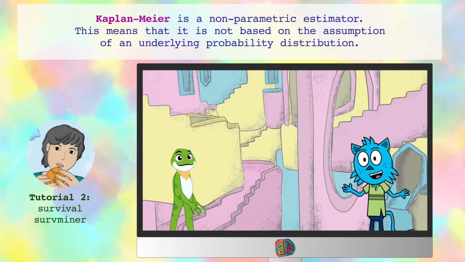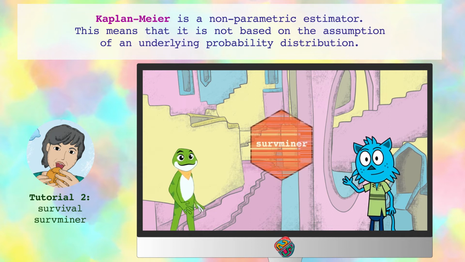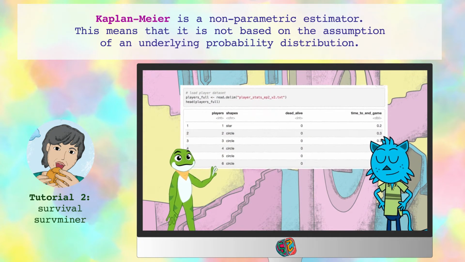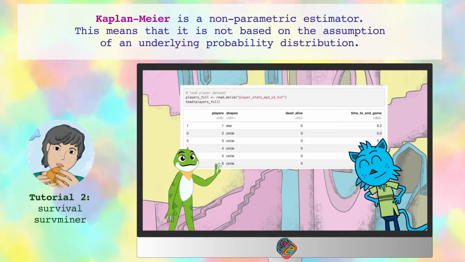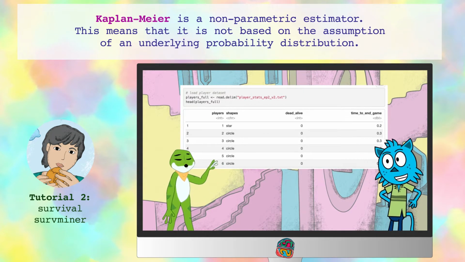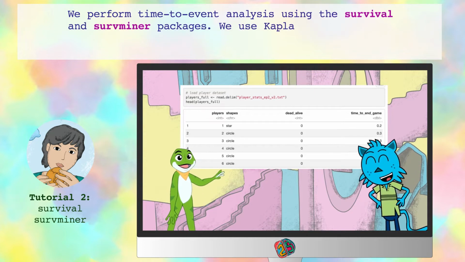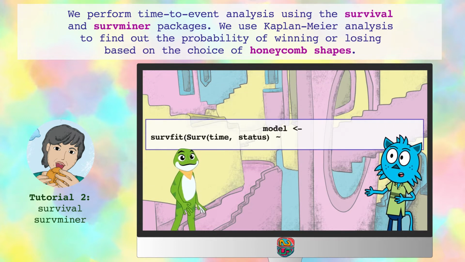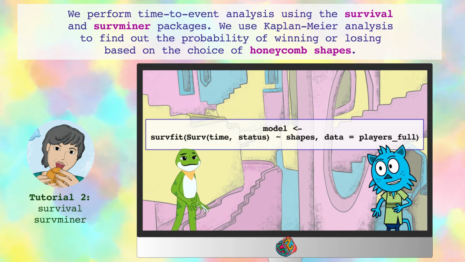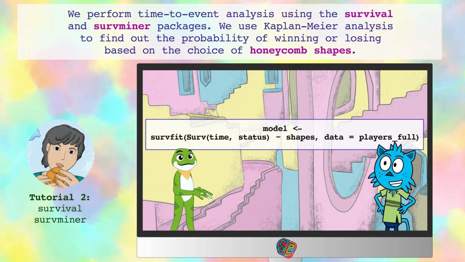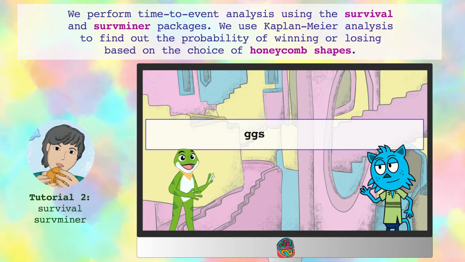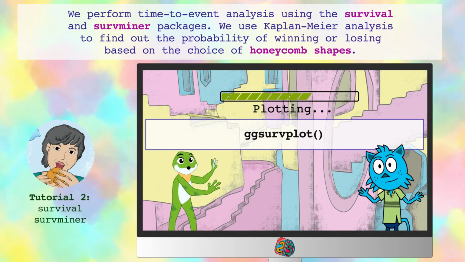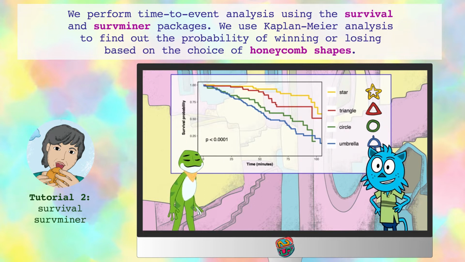Now, let's install 2 packages, Survminer and Survival. This dataset has 4 columns: player number, shapes, dead or alive outcome, and time to the end of the game in minutes. That's right. You can then use the survfit function to calculate an estimate of a survival curve. Copy that. Then I can use the ggsurvplot function to generate a graph. Yes, try that. Done! So, there are 4 lines on the survival graph.